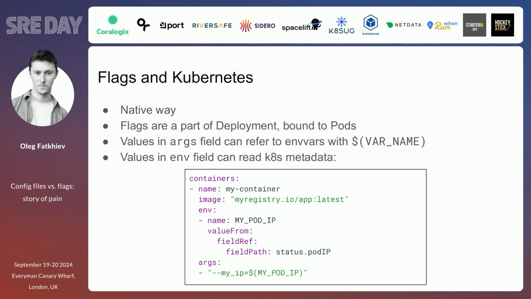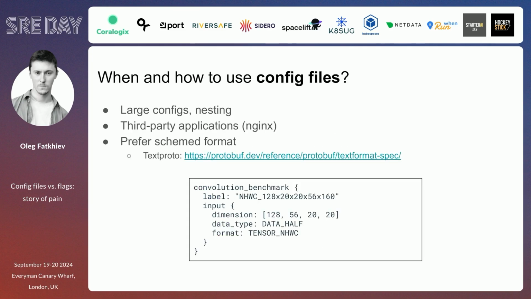But still, sometimes we really need config files. Sometimes it's just unavoidable. A few tips on how and when to use config files: when it's really large and providing flags is just not going to be feasible, and when you need nesting. One example is third-party applications like Nginx or OpenTelemetry. You just have to use config files because it's a better option realistically.